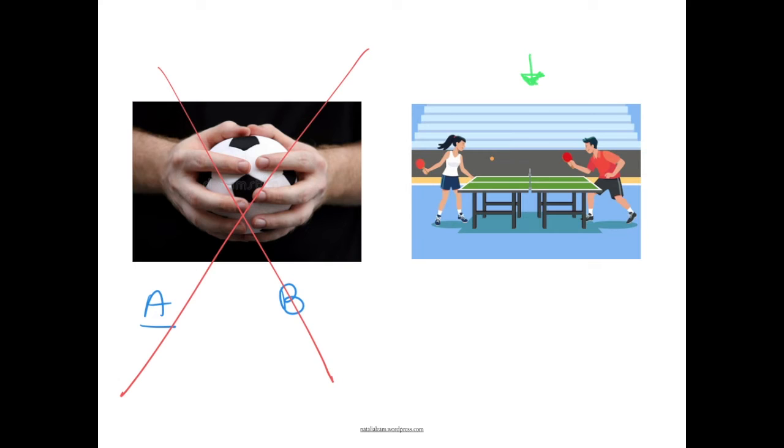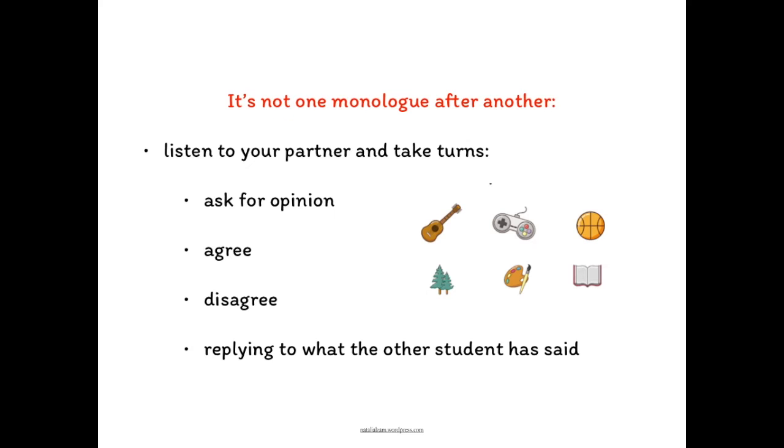Think of this conversation as a table tennis game where the ball keeps moving from one speaker to the other. Okay? As I'm saying, this is not one monologue after another. What you have to do, you have to listen to your partner and take turns. So listen and take turns. And what do you do when it's your turn to speak? You can ask for your friend's opinion, you can agree or disagree, or you can simply reply to what the other student has said. Again, this is a very typical mistake.